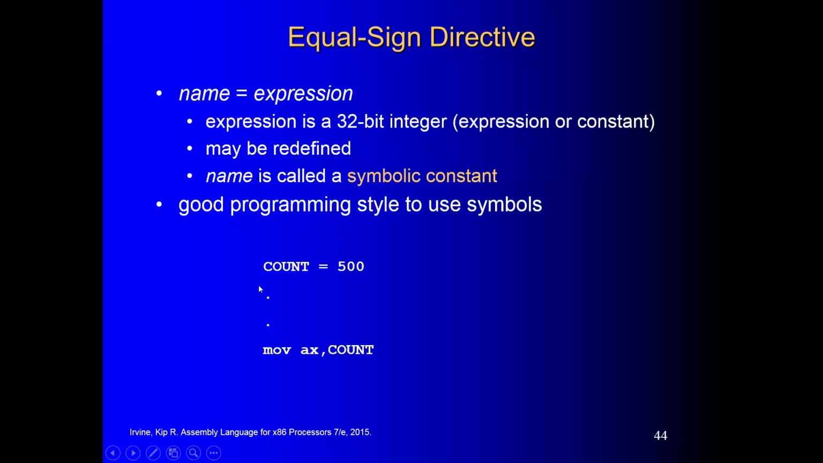This is the easiest way to define a constant. You just give your constant identifier, then use the equal sign. And this is a constant, COUNT = 500. Then you can use your constant in your coding. For example, here you can copy whatever is in COUNT into register AX.